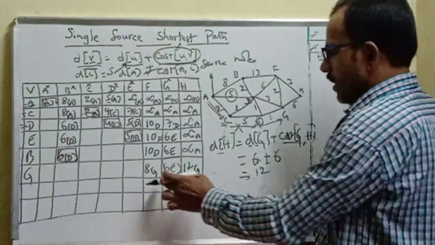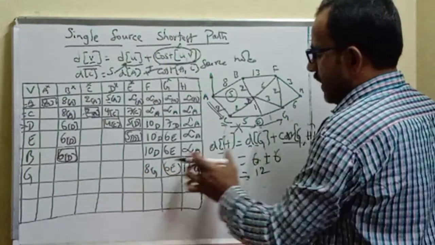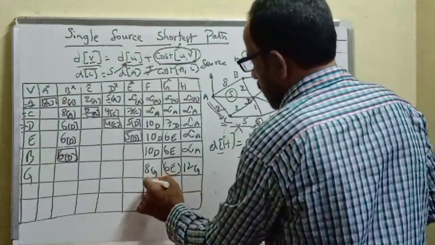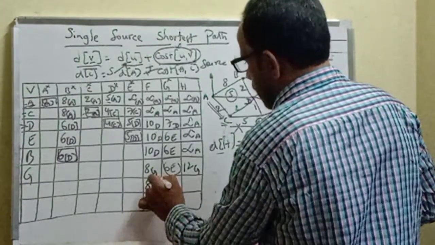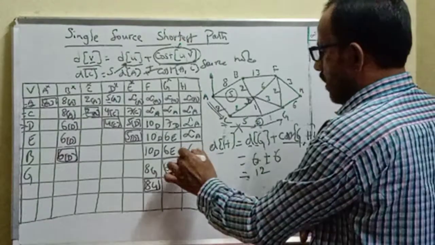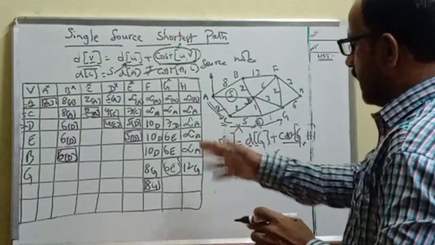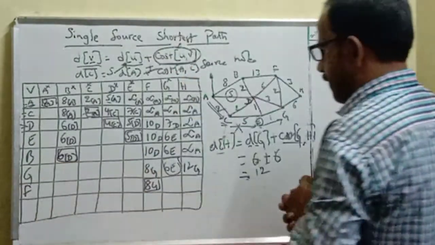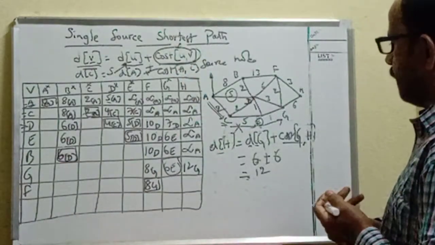Now, out of these two, which is smaller? 8 is smaller. Then write down this 8 and make this particular edge in a round, because that is selected. That indicates this node is selected. Now the selected node is F.